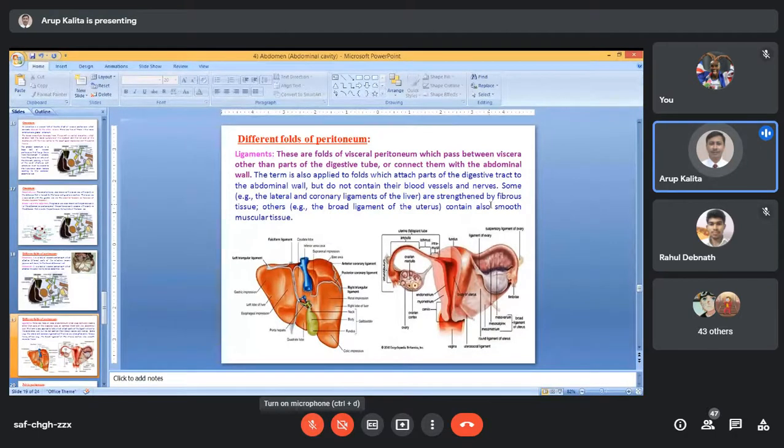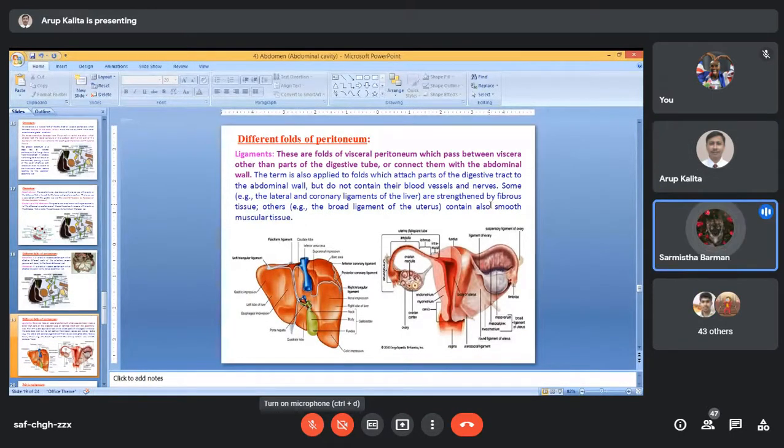Now what is the difference? Omentum, what will it be? Where will it connect? Omentum? Stomach to other viscera. Right. Stomach to other viscera. Then mesentery?